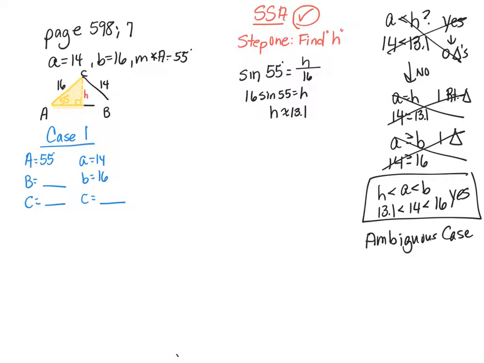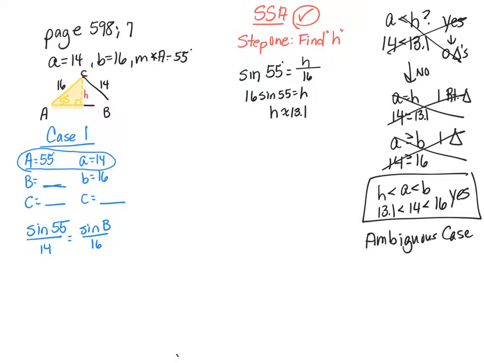All right, let's find angle B first, and we're going to use our matching set that's given to us with our A. I'm looking for an angle B, so let's put sine of 55 on top. So the sine of 55 is to 14 as the sine of my missing angle B is to 16.